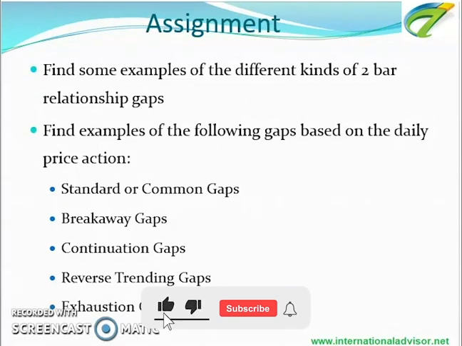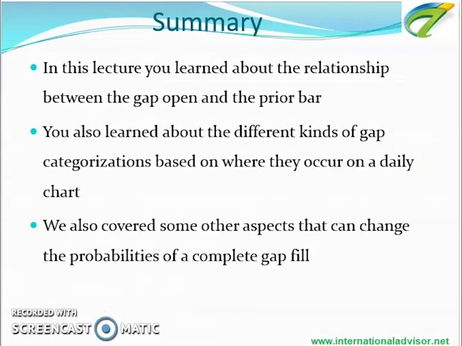Find some examples now, assignments for your practice. Find examples of the following gaps based on the daily price action: standard or common gaps, breakaway gaps, continuation gaps, reverse trending gaps, exhaustion gaps.